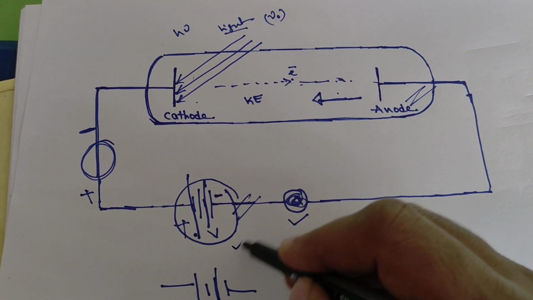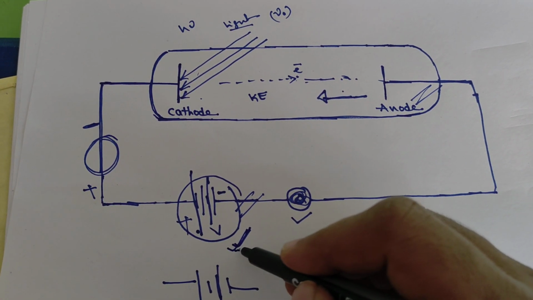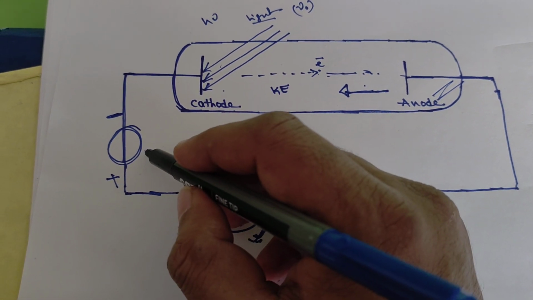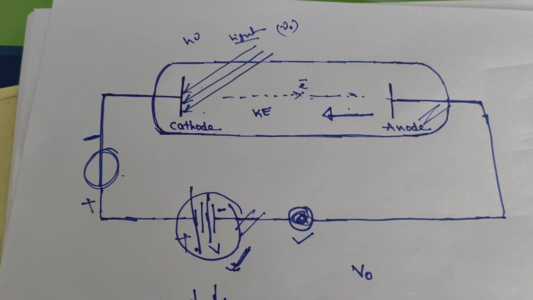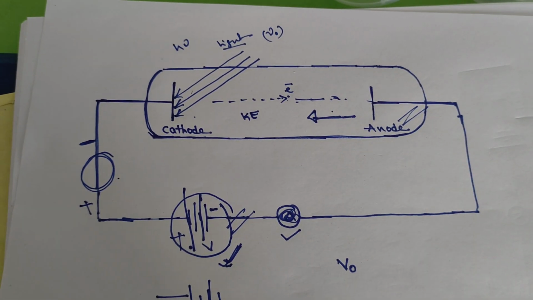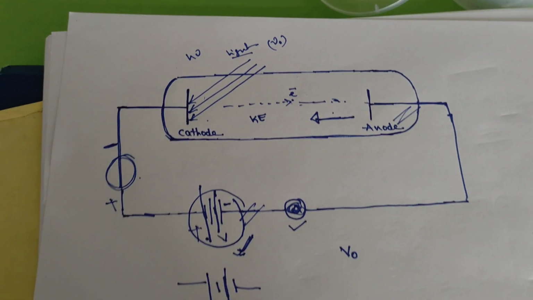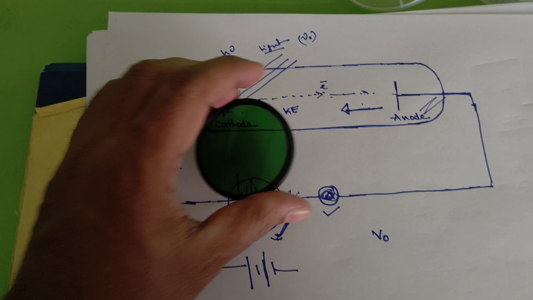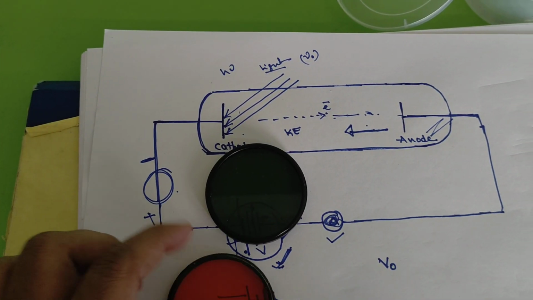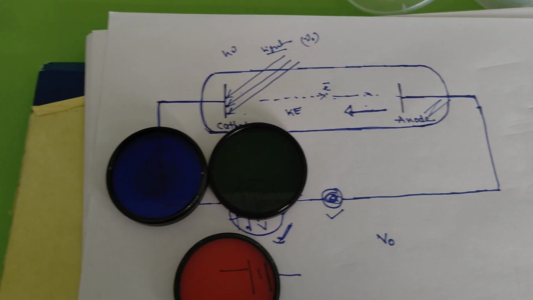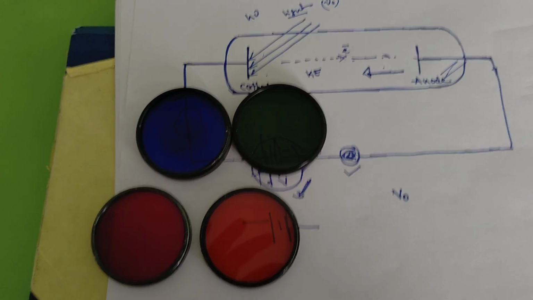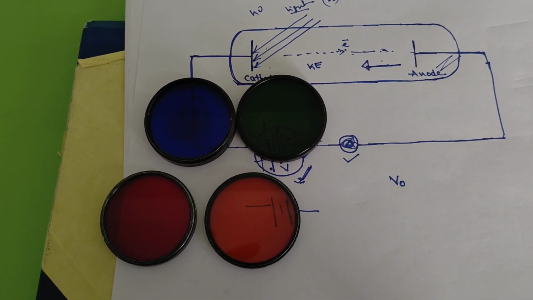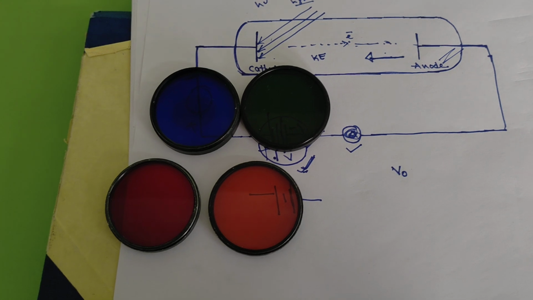Now by changing the potential value, our aim is to reach the current value 0. That particular potential is taken as the stopping potential. Here one more change we are making. The light is not of constant frequency; we are giving different frequencies by using filters. These filters filter all the light and only allow single-frequency light.